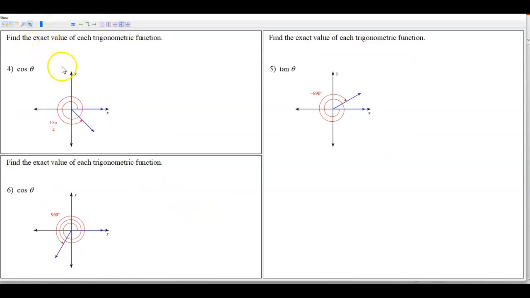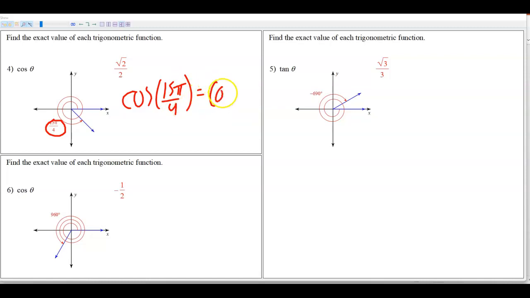All right, go ahead and try these 4 problems, and when you unpause it, you will see the solutions. All right, so for number 4, you should have gotten radical 2 over 2. This angle here, if you're looking for cosine of 15 pi over 4, you would have to subtract 2 pi from that, and if you did, you would end up with cosine of, I believe it's 7 pi over 4. And the cosine value, in other words, the x value at that particular angle is radical 2 over 2.